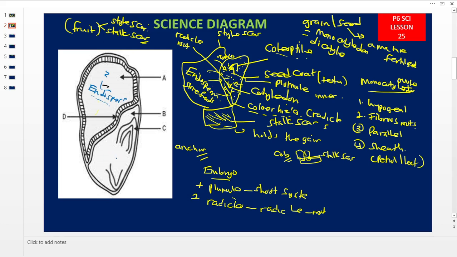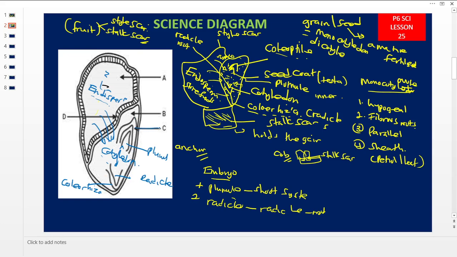Now this section here is what we've called the cotyledon. This cotyledon absorbs food from the endosperm and supplies it to the embryo. Now this is what we call our plumule, and this one is what we call the radicle. This part below is what we call the coleorhiza. Pronounce it now, coleorhiza. Say coleorhiza. Good. Now its work is to protect the radicle. Yes, that's good of you.